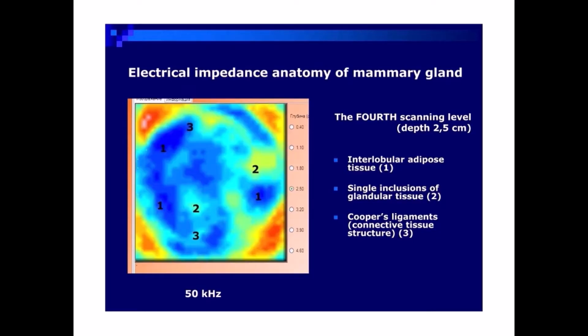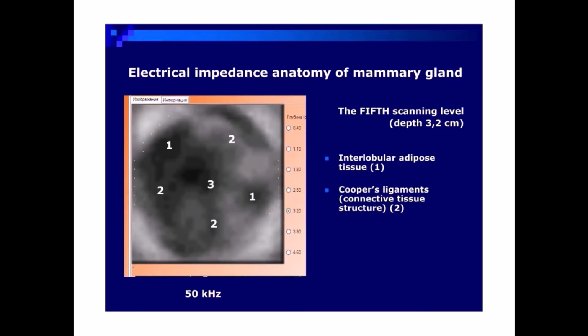50 kHz. Electrical impedance anatomy of the mammary gland. The fifth scanning level, depth 3.2 cm. Interlobular adipose tissue, 1. Cooper's ligaments, connective tissue structure, 2.